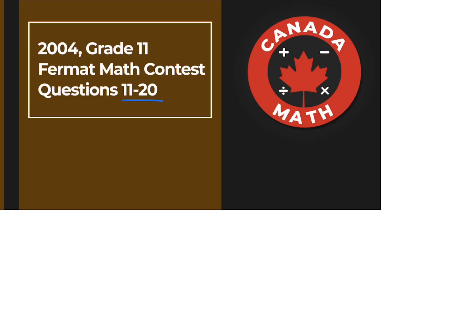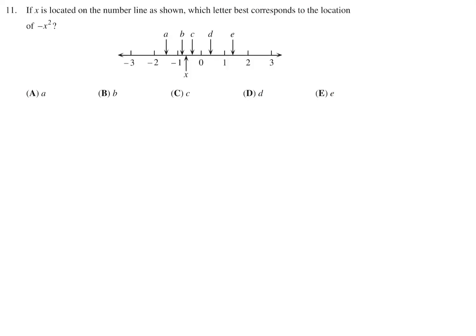Questions 11 through 20 on the 2004 grade 11 Fermat Math contest. If x is located on the number line as shown, which letter best corresponds to the location of minus x squared? So here's x, and it looks like approximately, let's say, minus 0.7. Okay, approximately, right?